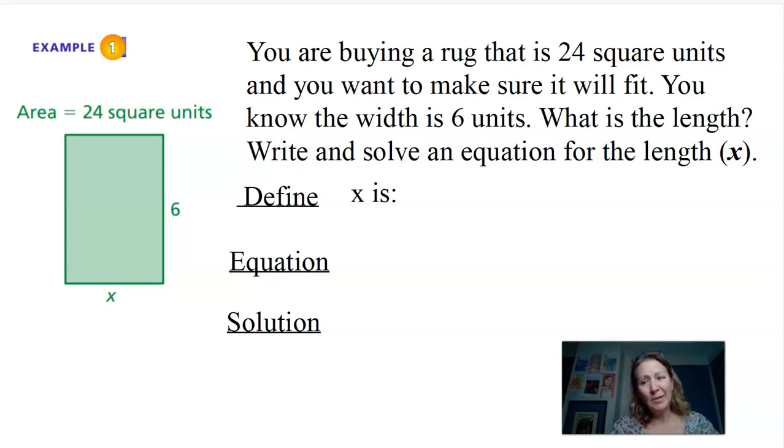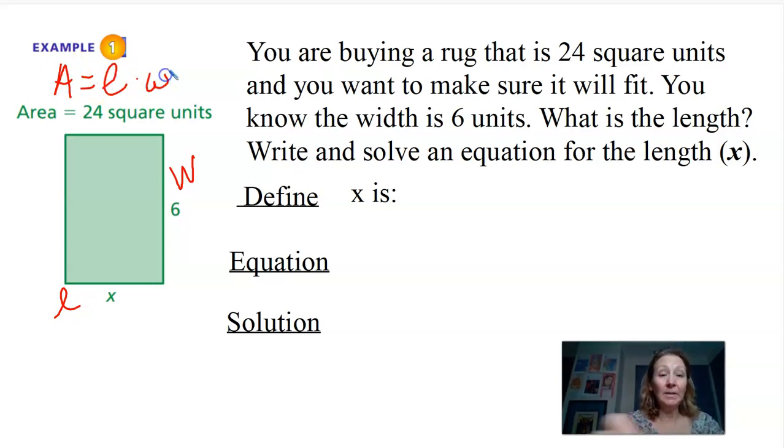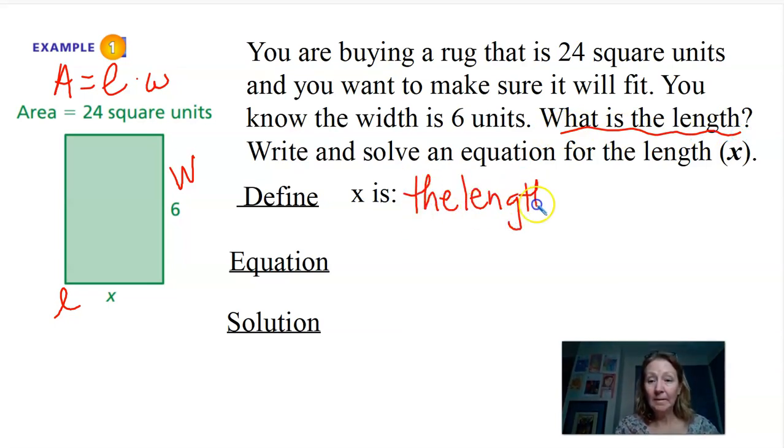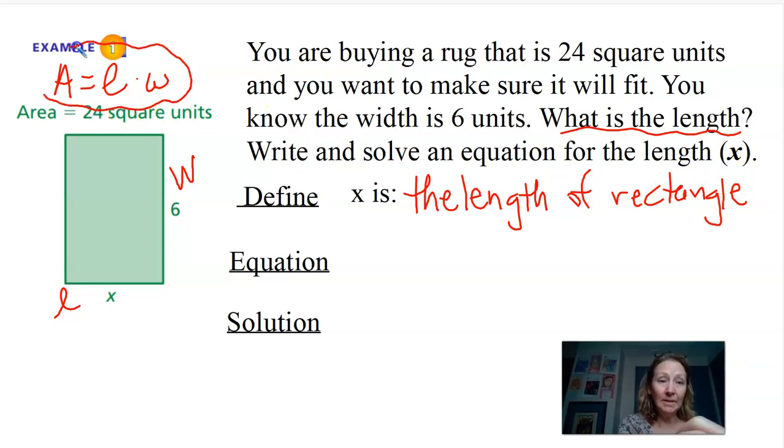So I'm just going to label, if I have a picture in front of me, I label this with my W, and I label this with my length. And remember, area is length times width. So I'm going to go ahead and write area equals length times width. And then remember, I'm telling you that you need to define your variable. And so x is the length of the rectangle. Okay, so the equation I'm using, obviously, is going to have to do with the area being length times width.